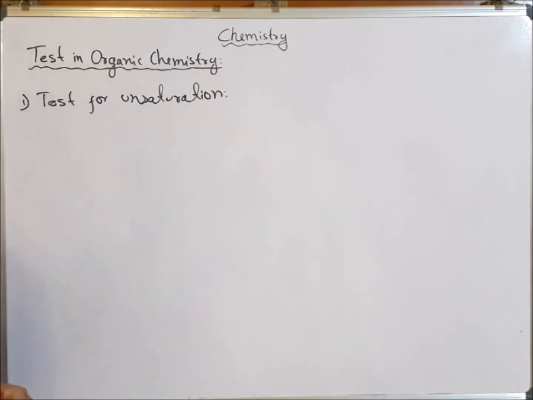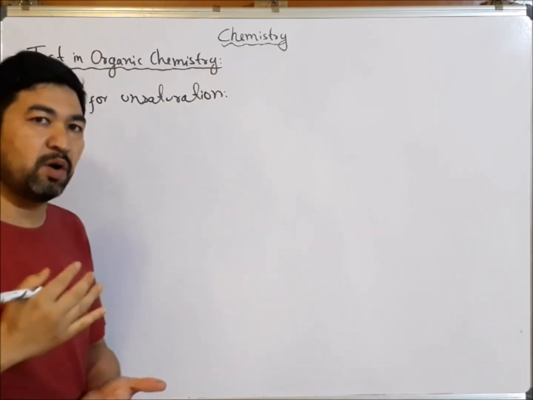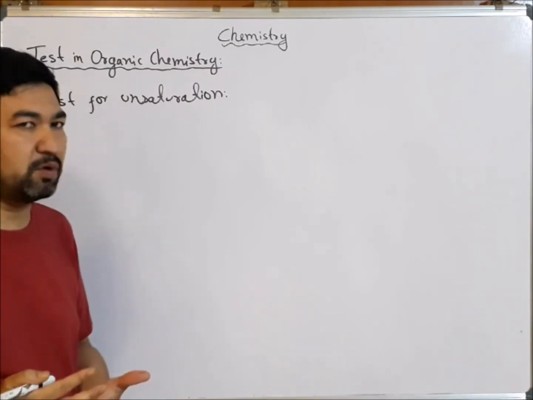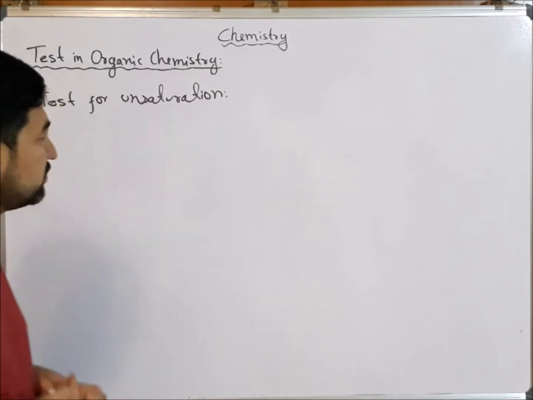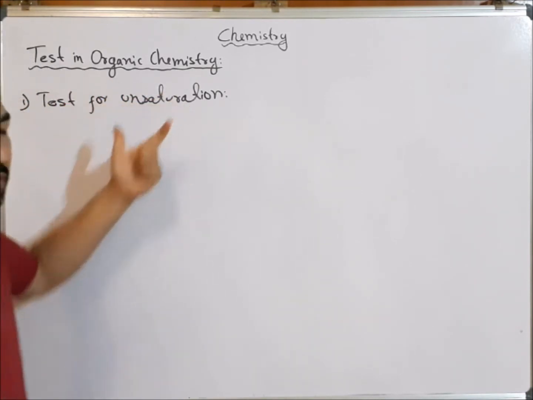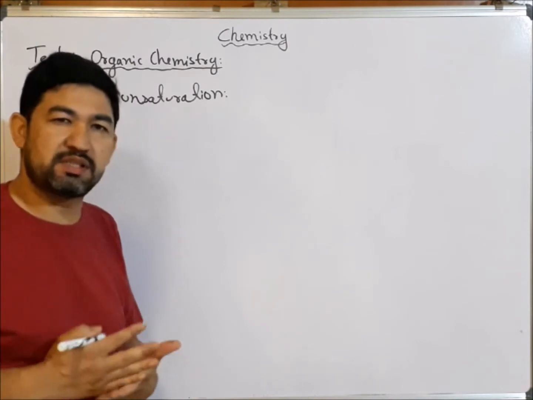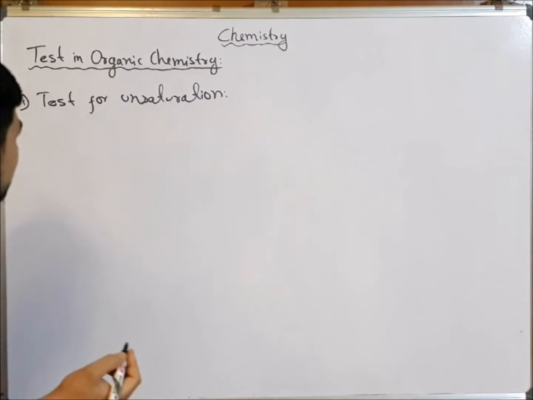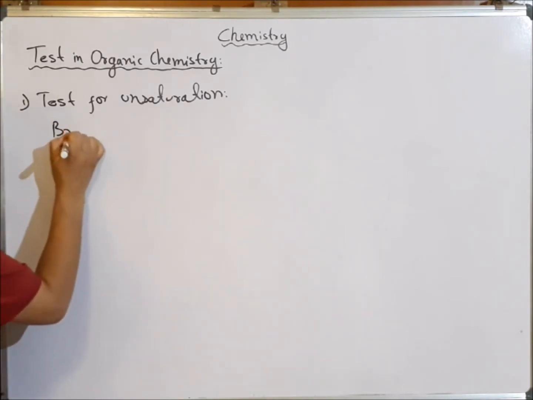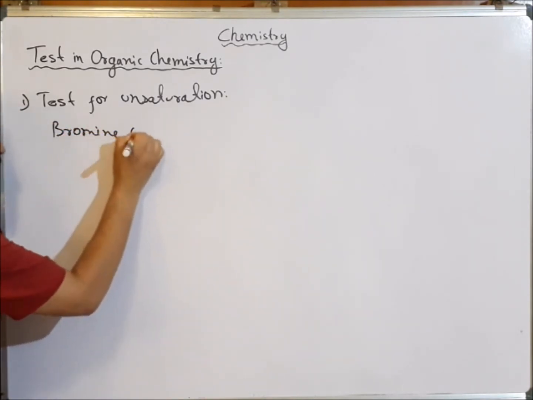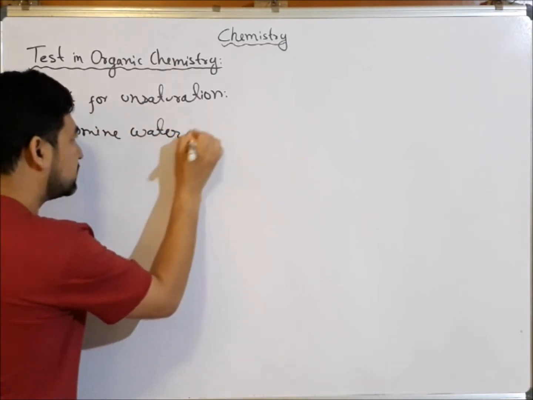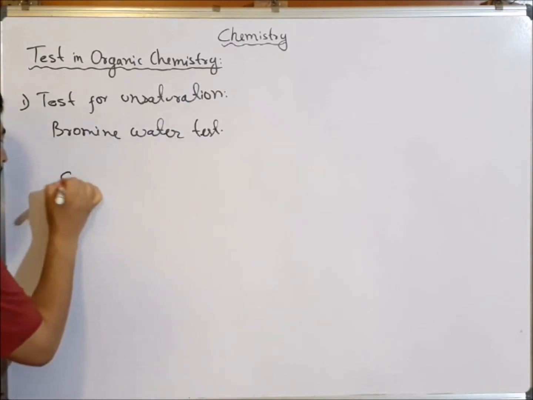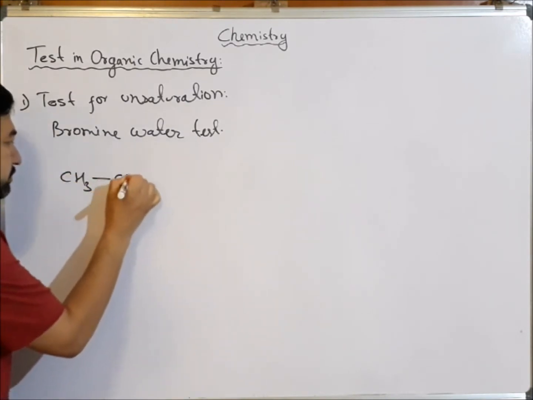Test for unsaturation means if we have an unsaturated organic molecule, unsaturated means it has a double or triple bond in addition to single bonds. So if the molecule has a double or triple bond, what is the chemical test that will distinguish it? The test is what we call the bromine water test. When bromine is mixed with unsaturated compounds, for example, this one.